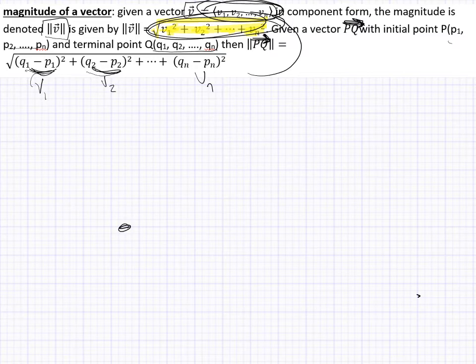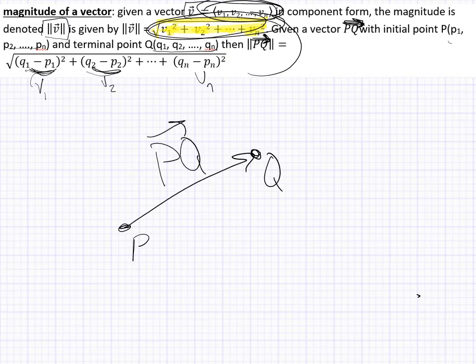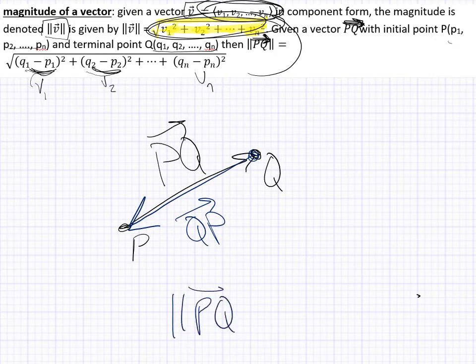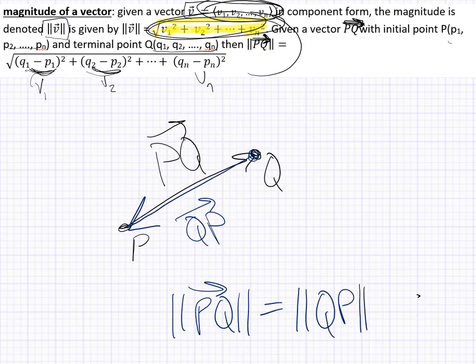Also notice that when we have P to Q, and we're talking about vector PQ, and we look at the vector from Q to P, vector QP, the magnitude of PQ is the same as the magnitude of QP. The only difference between these two vectors is their direction. But the distance between P and Q has not changed depending on which direction we're traveling.